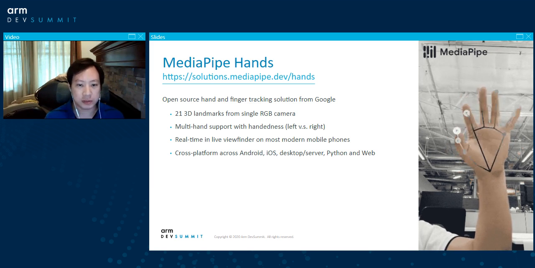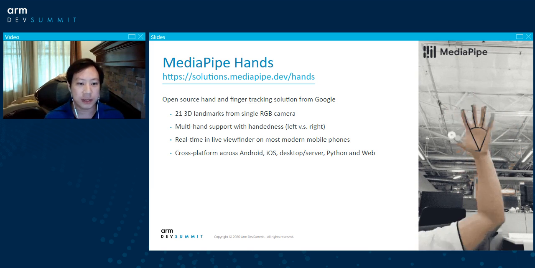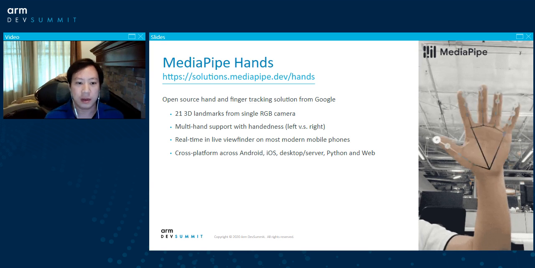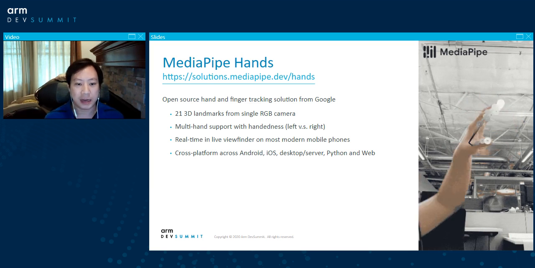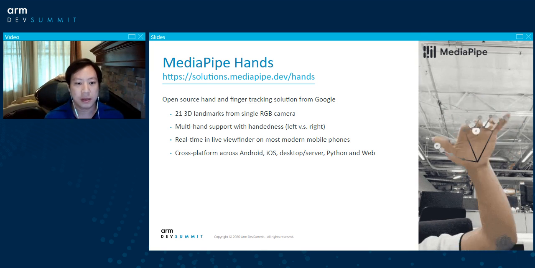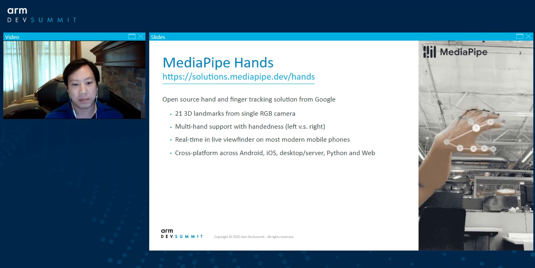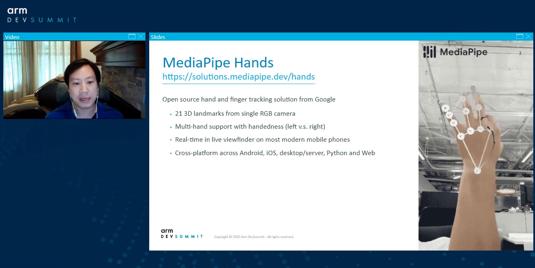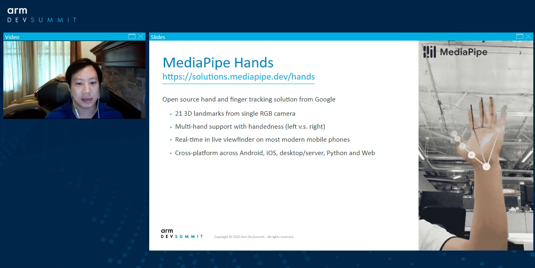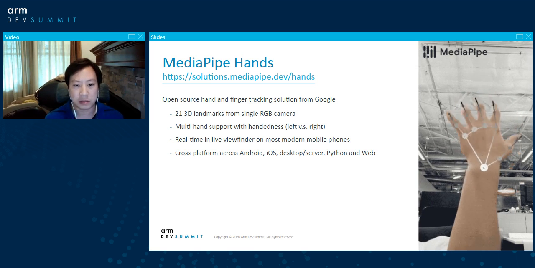MediaPipe Hands is an open source solution from Google that performs hand and finger tracking. The solution predicts 21 hand landmarks in 3D from a single RGB camera. It also supports multiple hands, and together it also outputs handedness classification to tell a left hand from a right hand. The solution is designed to run in real time in the live camera viewfinder on most modern mobile phones, and is powered by the MediaPipe framework. The solution runs cross-platform across Android, iOS, desktop, and servers. It also runs in Python. It also runs on the web locally in the browsers.